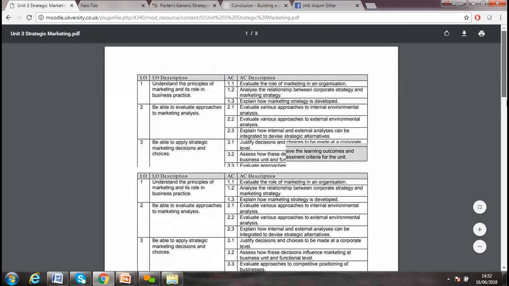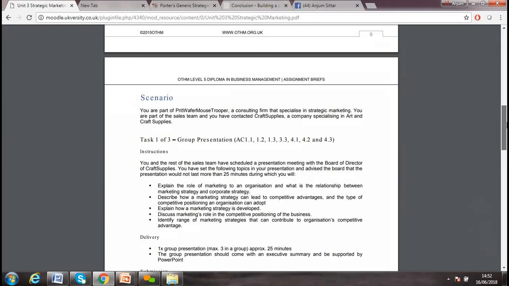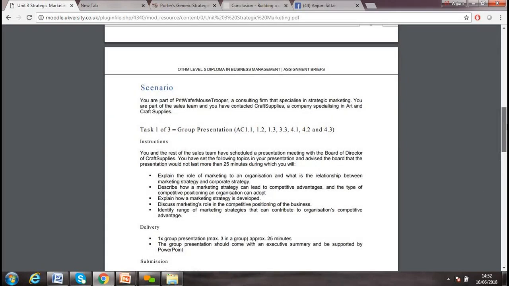Yes. Tasks 1 to 3: group presentation. You and the rest of the sales team have scheduled the presentation for the broadcast. So you can prepare the presentation to explain the role of marketing in an organization and the relationship between marketing and corporate strategies. Please go through my slides as well, which will help you. I already covered the mission and objectives, which we discussed, and the competitive advantage we explained today.